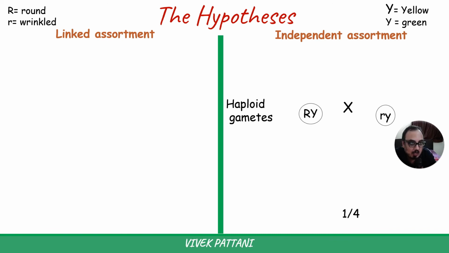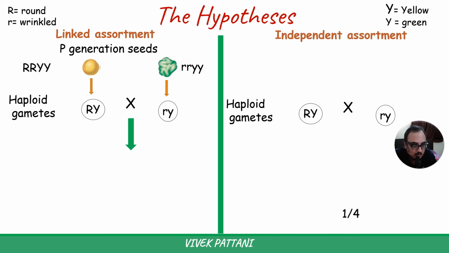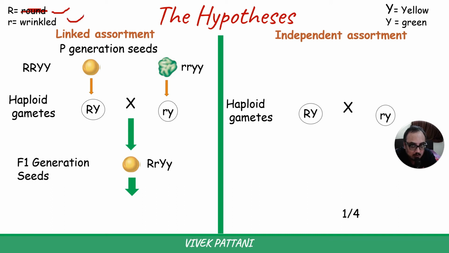Now, according to the linkage hypothesis, the two genes always stay associated with each other. In contrast, the independent assortment hypothesis proposes that the two different genes randomly segregate into the haploid cells. Now I have taken an example of round and wrinkled, yellow and green ones.